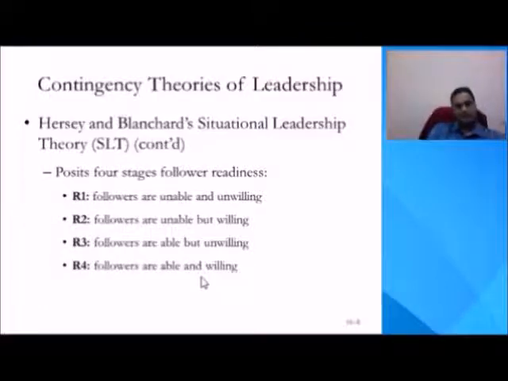So now the contribution of this theory is that it acknowledges the fact that the followers are very, very important. So it is not just whether the leader is autocratic or democratic that is going to define whether the work is going to be done effectively. The followers should be ready. The followers also should be accepting the leadership of the manager or the leader. So that is basically the contribution of the Hersey and Blanchard leadership theory.